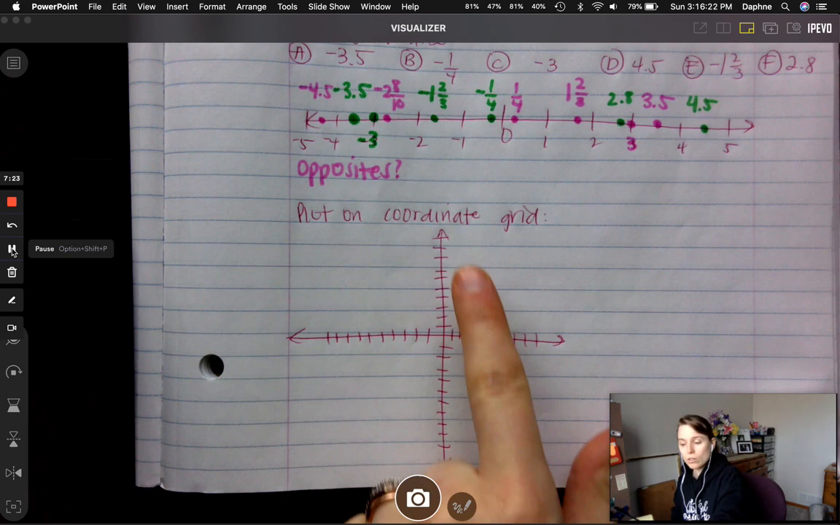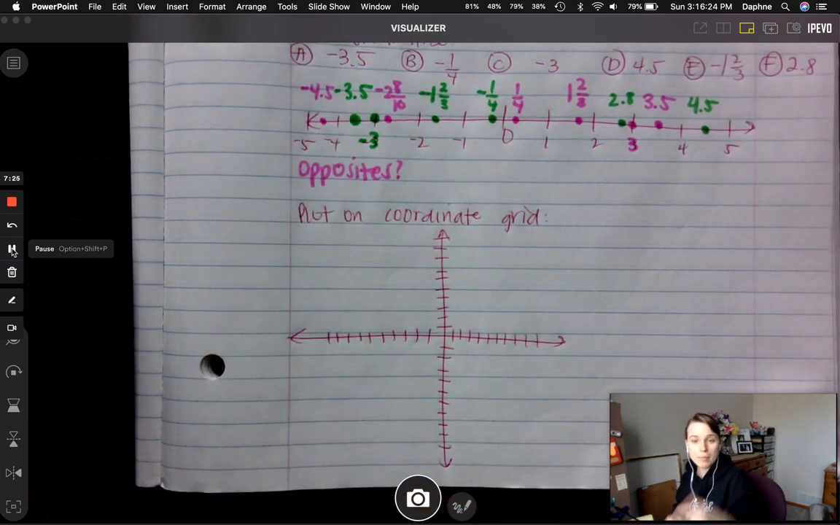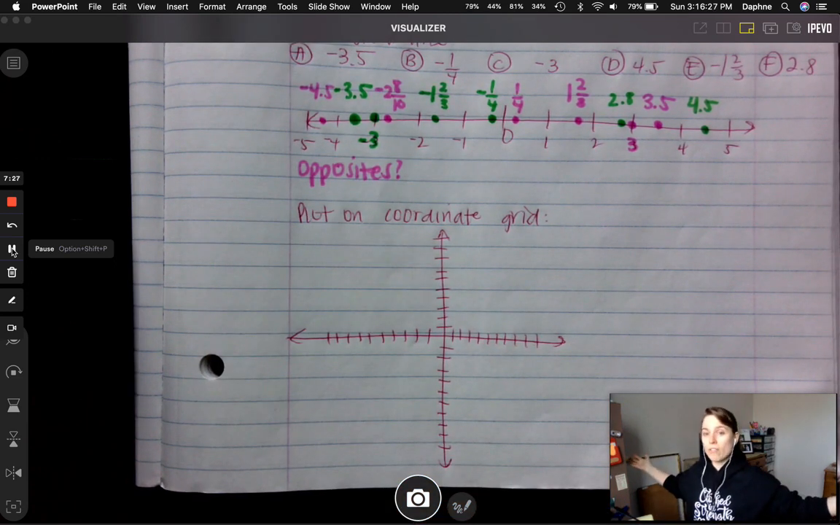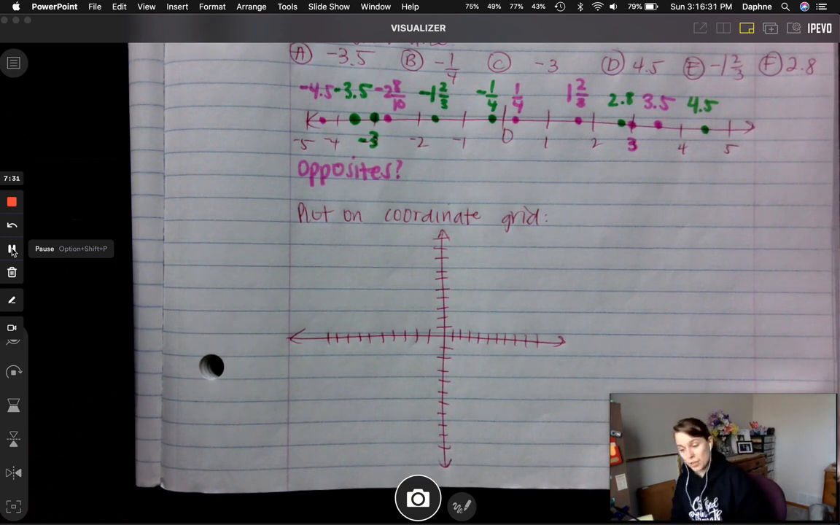So make sure they're straight lines. Include the arrows on each end of your number line, because these number lines keep going forever, and make sure your tick marks are evenly spaced. Okay, so now that you have that, we're going to label some pieces of what they are and what they're called, and then we're going to label some points.